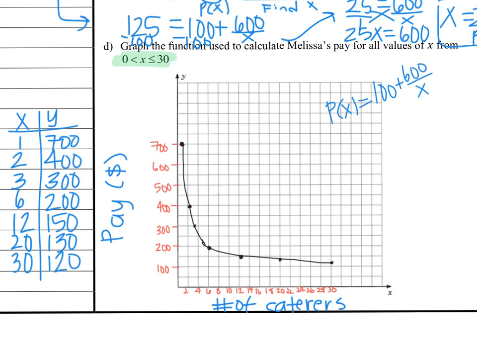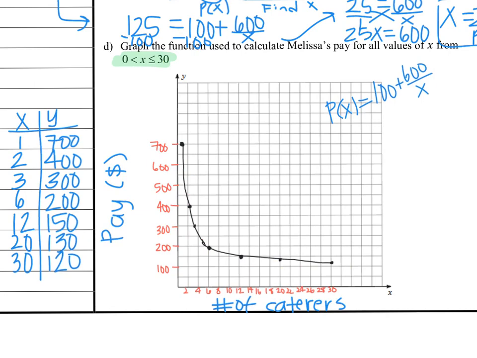Okay, so as you can see, I've labeled my x-axis counting up by twos to reach 30, and then my y-axis going up by 100s, but each block is worth 50. And then I've plotted the dots that I have from the table over here and connected the dots. And we want to look at the domain.